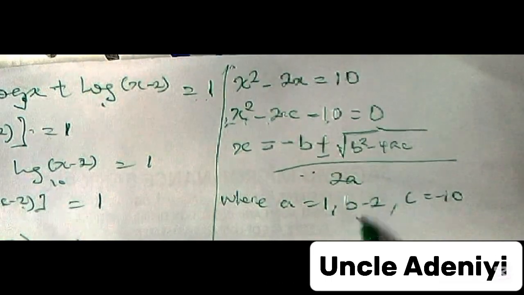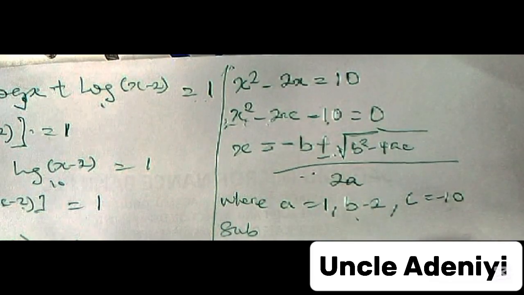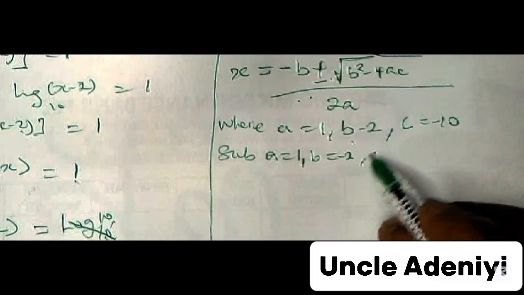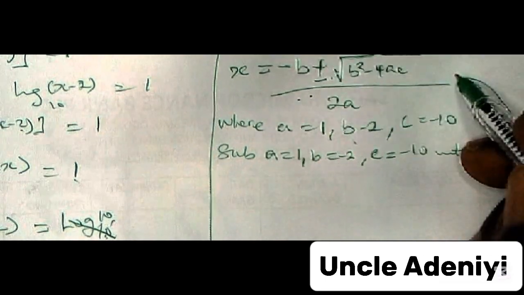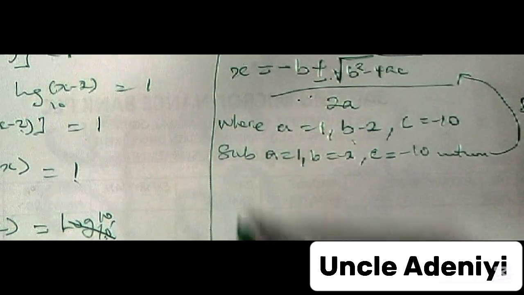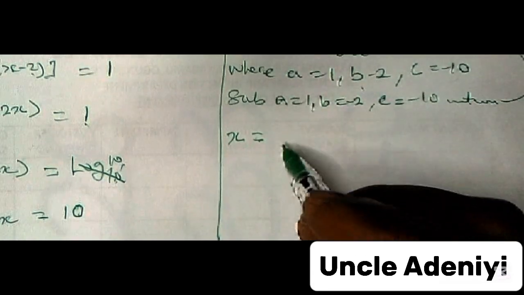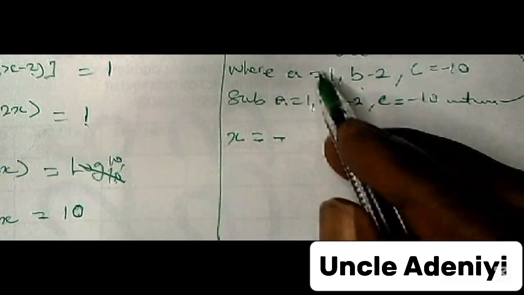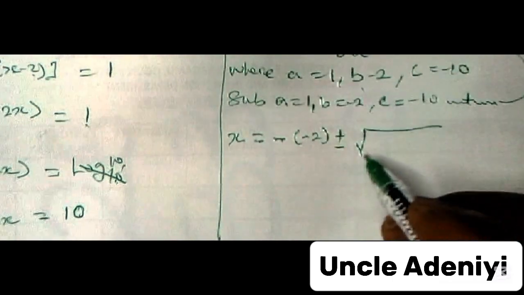So you now substitute all these parameters into this formula. Substitute a equals 1, b equals minus 2, c equals minus 10 into this formula. Do you understand? So x will now be what? What is minus b? Write your minus. b is equal to minus 2, right? Plus or minus. Write your square root. What is b squared?